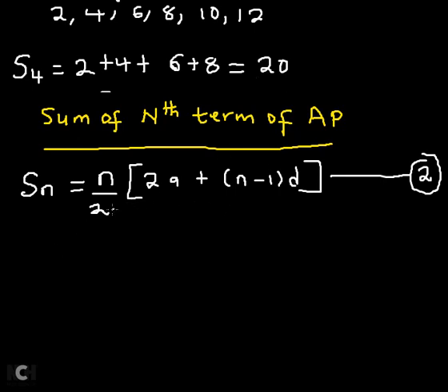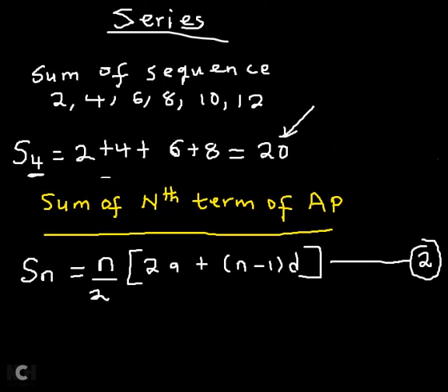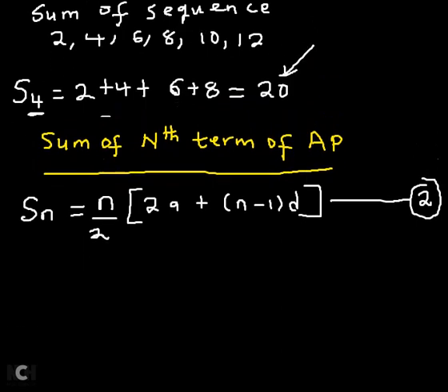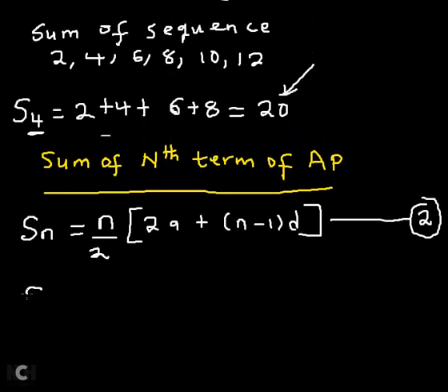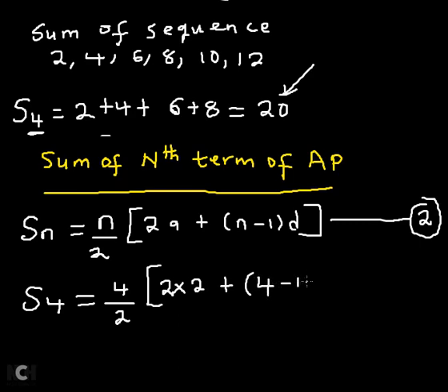To see whether my formula is correct, let's evaluate the sum of the very first four terms of this AP. Let's evaluate that using this formula. I want to find S4. The n is the sum of the very first four terms, so n is 4. That's 4 over 2, open bracket, 2 times the first term, which is 2, plus 4 minus 1, then multiplied by the common difference, which is 2.